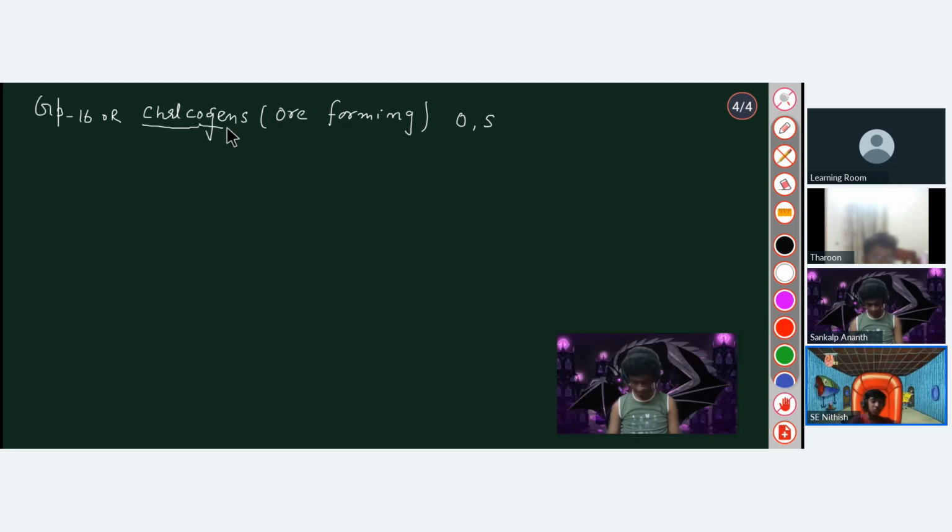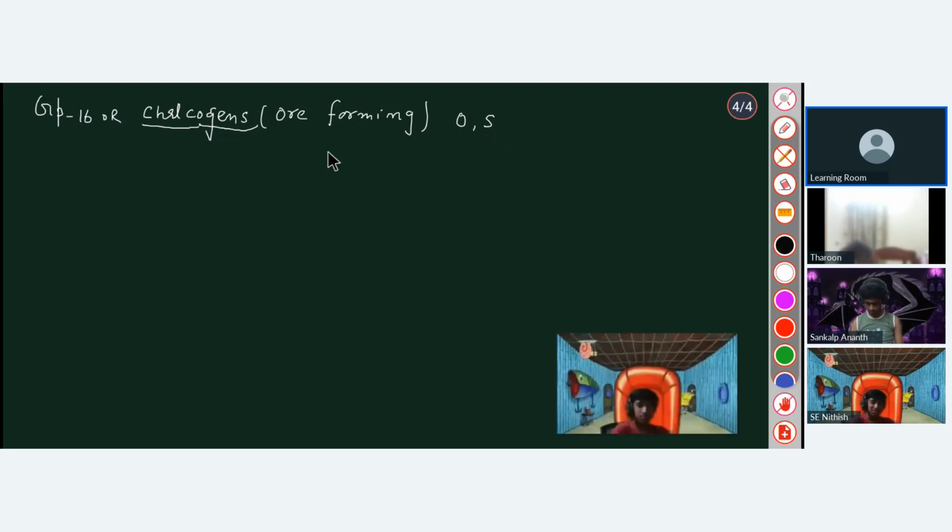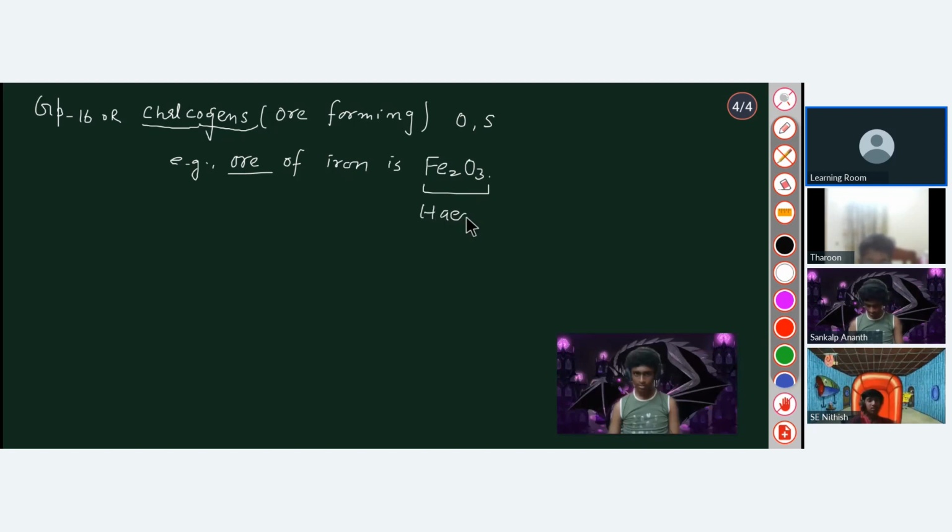How is oxygen supposed to be a chalcogen? I will tell you. What is the ore of iron? It is found in nature, in the earth. Exactly, this is the iron ore, Fe2O3. It is known as hematite. Along with the iron, there is oxygen. So that's why oxygen forms the ore.